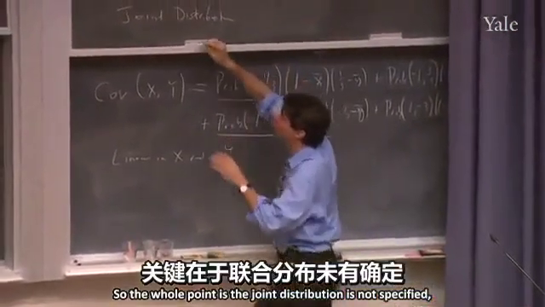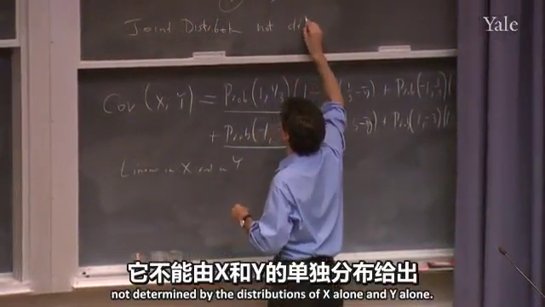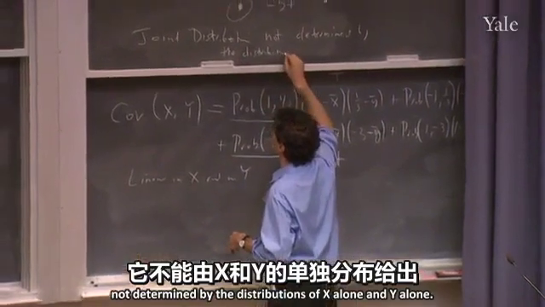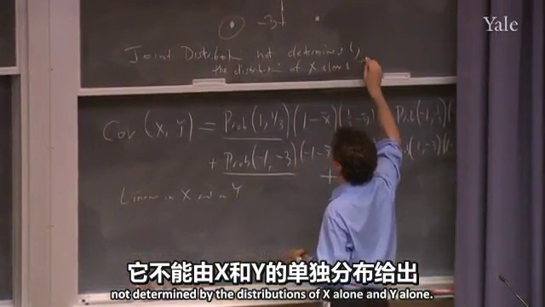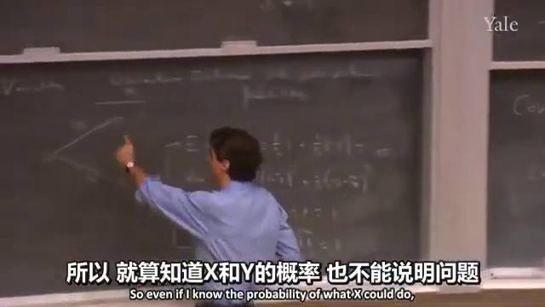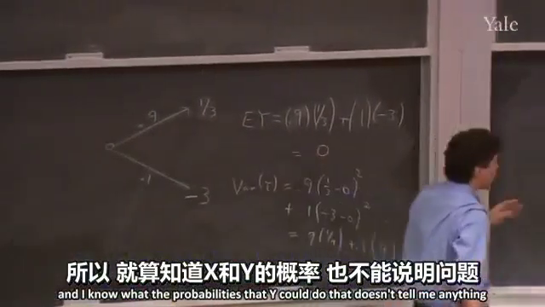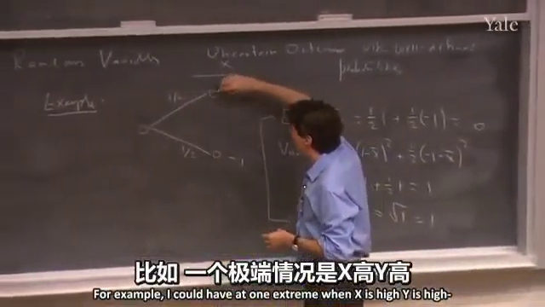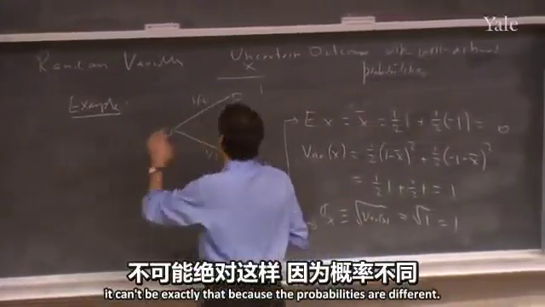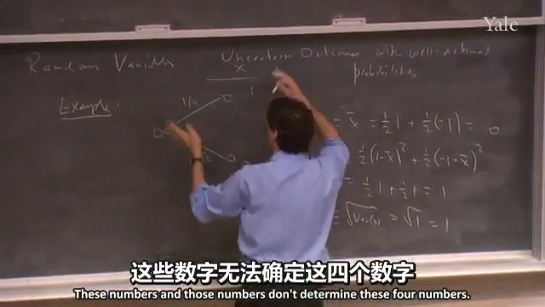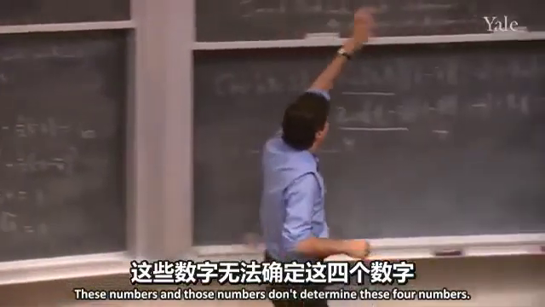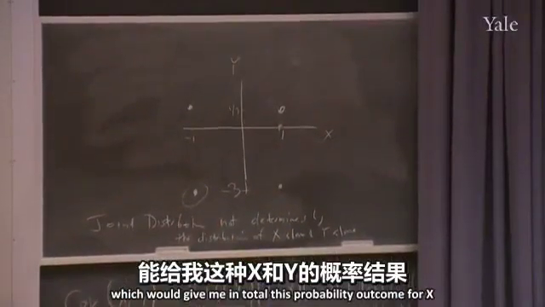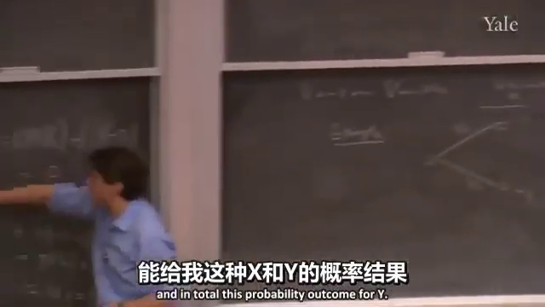So the whole point is the joint distribution is not specified, not determined by the distributions of x alone and y alone. Even if I know the probability of what x could do, and I know what the probabilities that y could do, that doesn't tell me anything about what numbers I should put on these 4 outcomes. For example, I could have at one extreme x, when x is high, y is high. It can't be exactly that because the probabilities are different. These numbers and those numbers don't determine these 4 numbers. There are many different numbers I could put in these 4 squares, which would give me, in total, this probability outcome for x, and in total, this probability outcome for y.